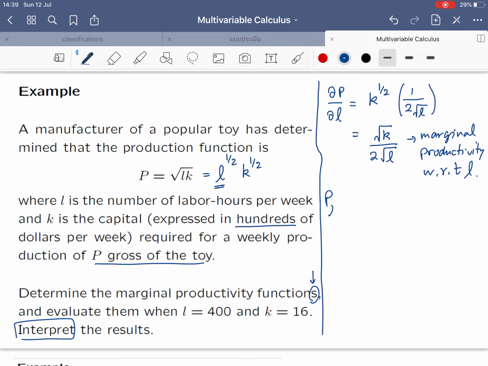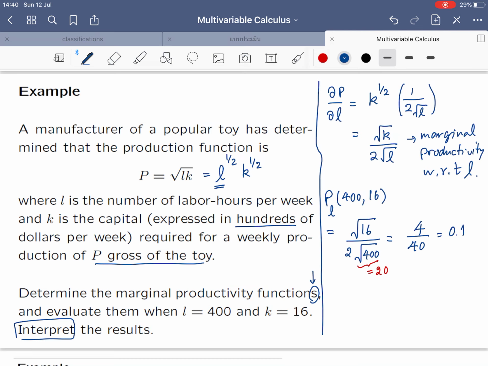So if you want to find the marginal productivity with respect to L when your L is 400 and your K is 16, you just plug in K to be 16 and L to be 400. So this one becomes 20. So you have a 40 and a 4, so you have 4 over 40, or it is 0.1. Is it 0.1?